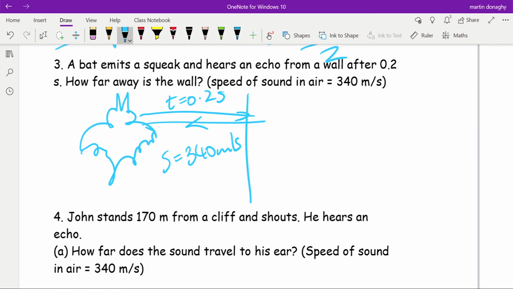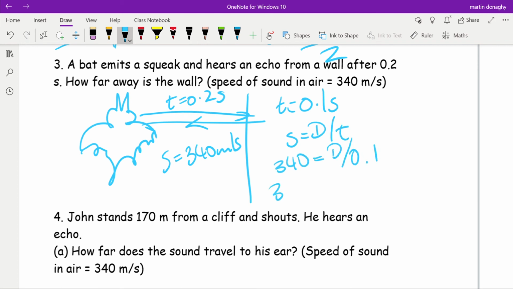So let's divide the time in half to begin with, because that will give us 0.1 seconds. This will be the time it takes to get from the bat to the wall. Then we can do speed equals distance divided by time. 340 equals distance divided by 0.1. So 340 multiplied by 0.1 equals our distance. So our distance is 34 meters.